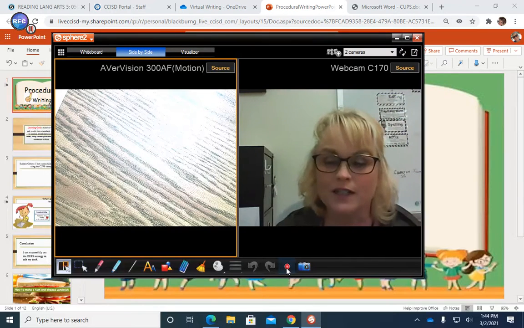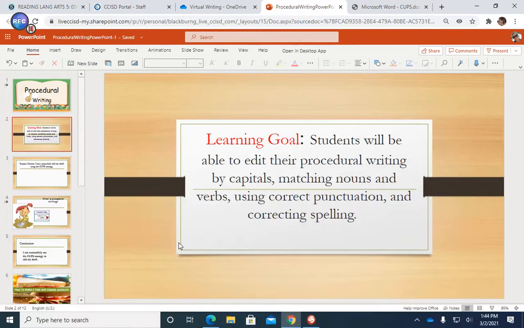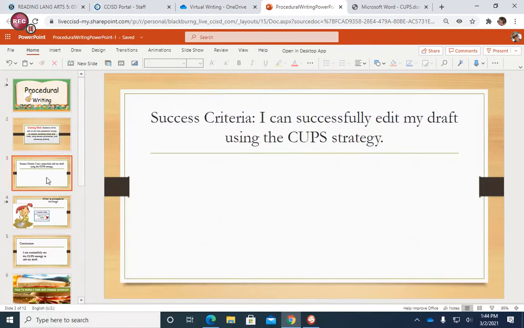We are going to discuss editing today. Our learning goal: students will be able to edit their procedural writing by capitals, matching nouns and verbs, using correct punctuation, and correcting spelling. Your success criteria: I can successfully edit my draft by using the CUPS strategy.